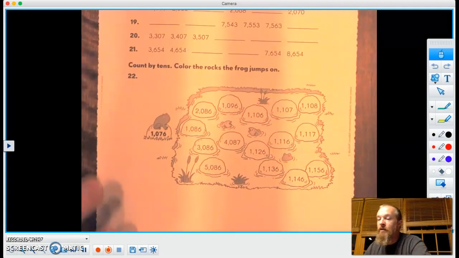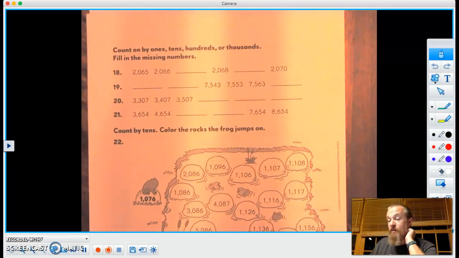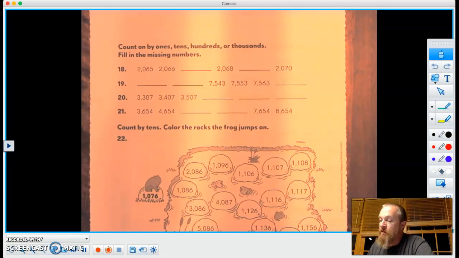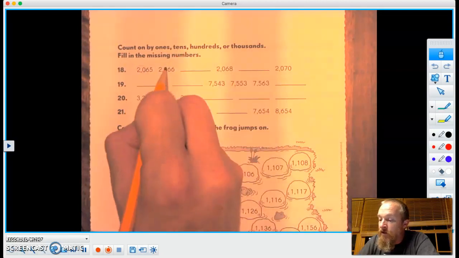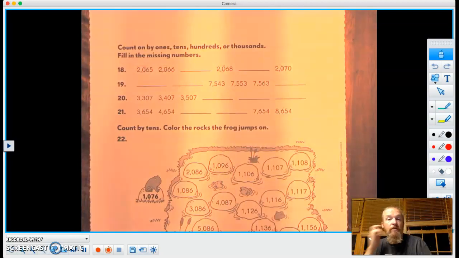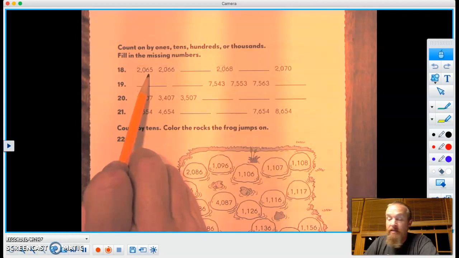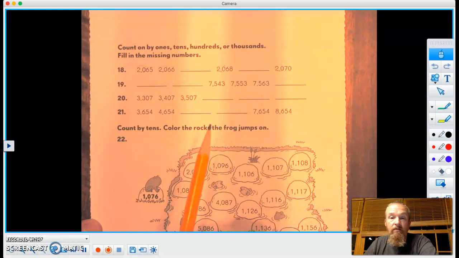And our very last one. Count on by ones, tens, hundreds, or thousands. Fill in the missing numbers. Well, sometimes I like to see what's the same, and let's just kind of get rid of those. So I look on each of these numbers. I see that each one starts with a 20. You see that? Now I look at it and I see 65, 66, something, 68, 70.